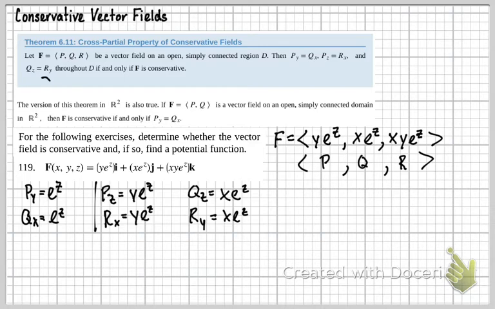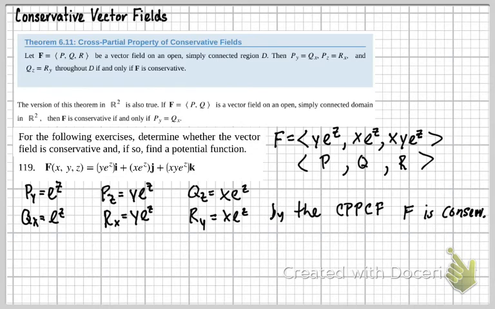So that tells us, by the cross-partial property of conservative fields, F is conservative. There we go. So there it is, we know it's conservative now. That tells us we can find the potential function.